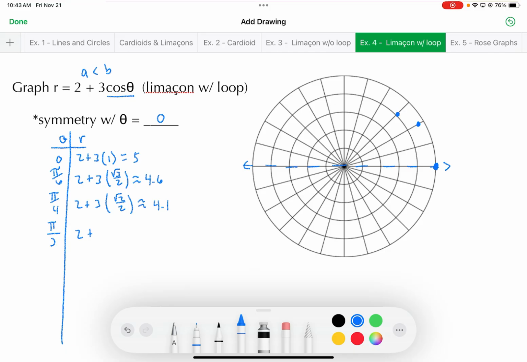Use pi over 3 next. That's 2 plus 3 times 1/2. That's going to end up being 3.5 exactly. And I'll jump to pi over 2. Cosine of that is 0. So I end up with 2 there.